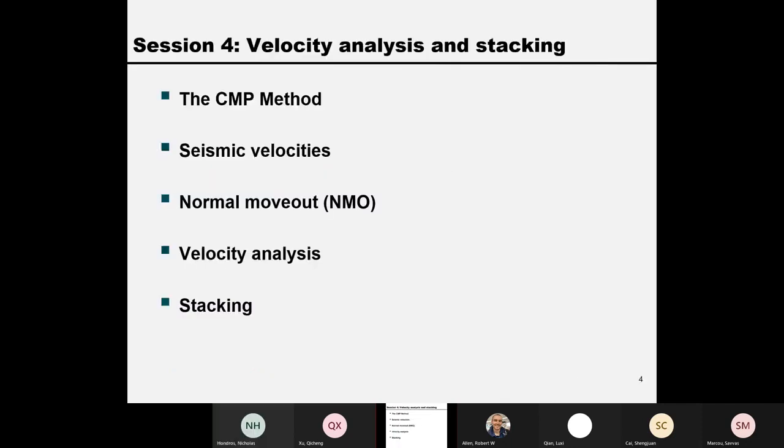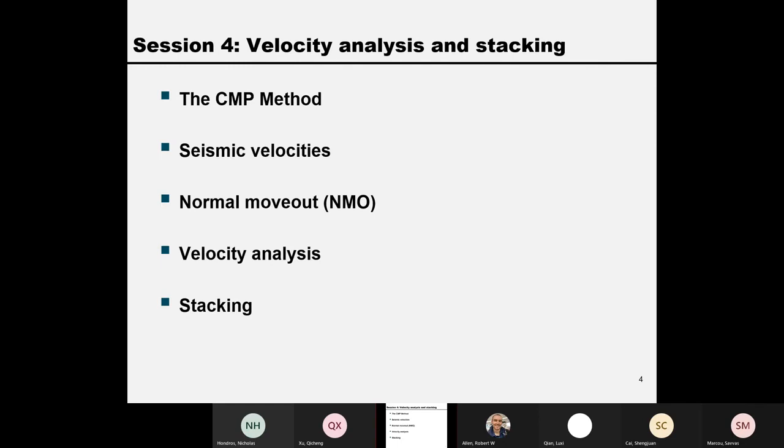I divided this session into five parts. The first one is the CMP method. We briefly mentioned that in the last session, mainly from a field acquisition point of view, and that acquisition is actually for the purposes of the analysis we will discuss today. As I said, velocity is a key parameter for stacking, so we will briefly review the velocities, what types of velocities there are, and the main factors that affect them.